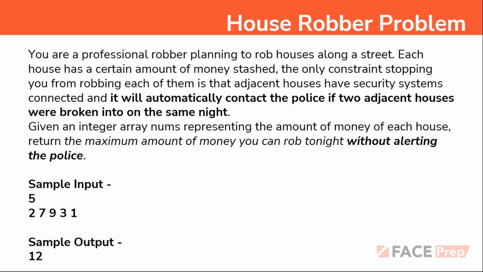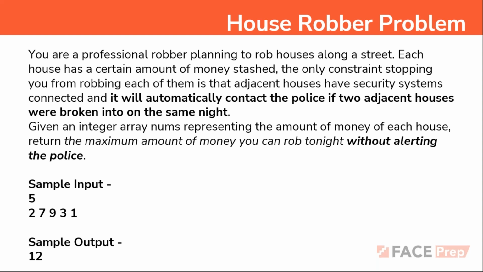Why? Because if I rob an adjacent house, there is a security system and it will automatically contact the police if two adjacent houses are broken into on the same night. So I need to leave one house and then go to the next house. I have an integer array numbers which represents the amount of money in each house, and I should return the maximum amount of money you can rob tonight without alerting the police.